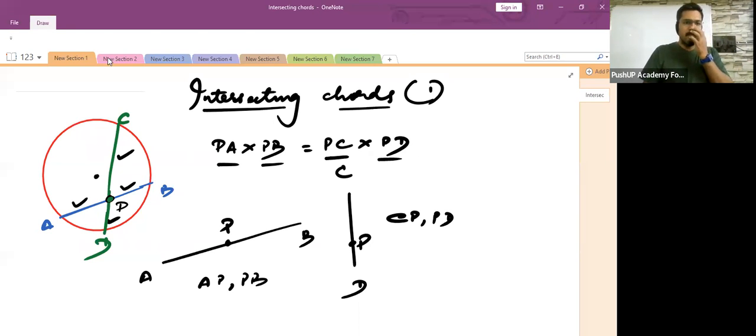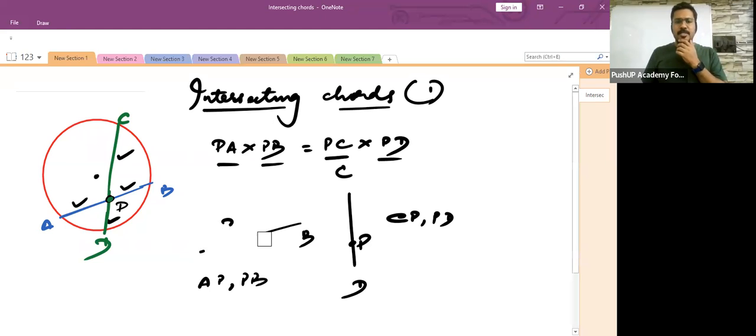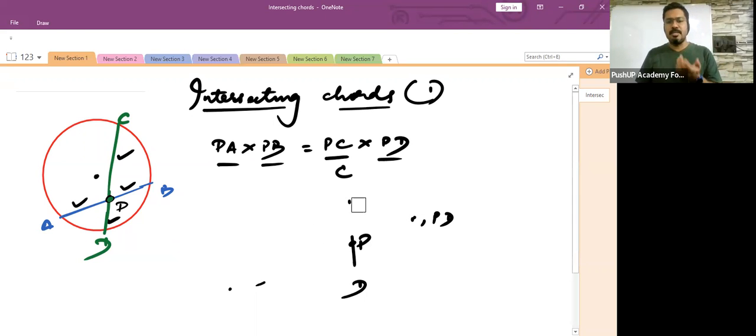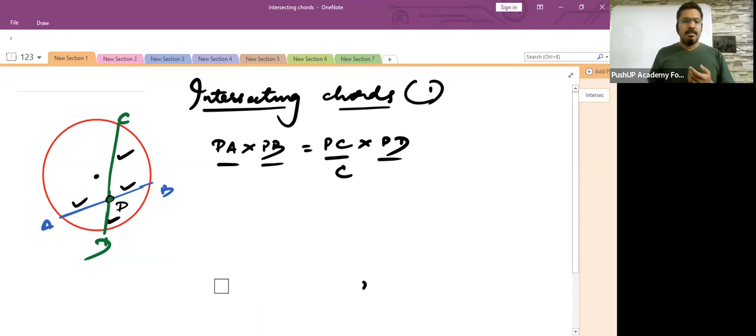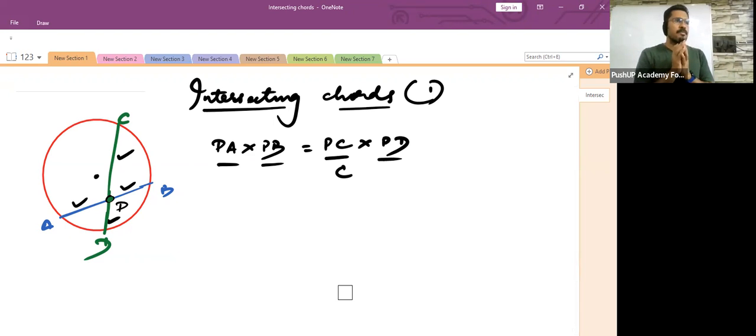Just make a note of this and we'll be solving sums based on this property. Sorry, this result. All right. So when two chords are intersecting inside a circle, then this is the result which comes out of it. Understood? Fine.